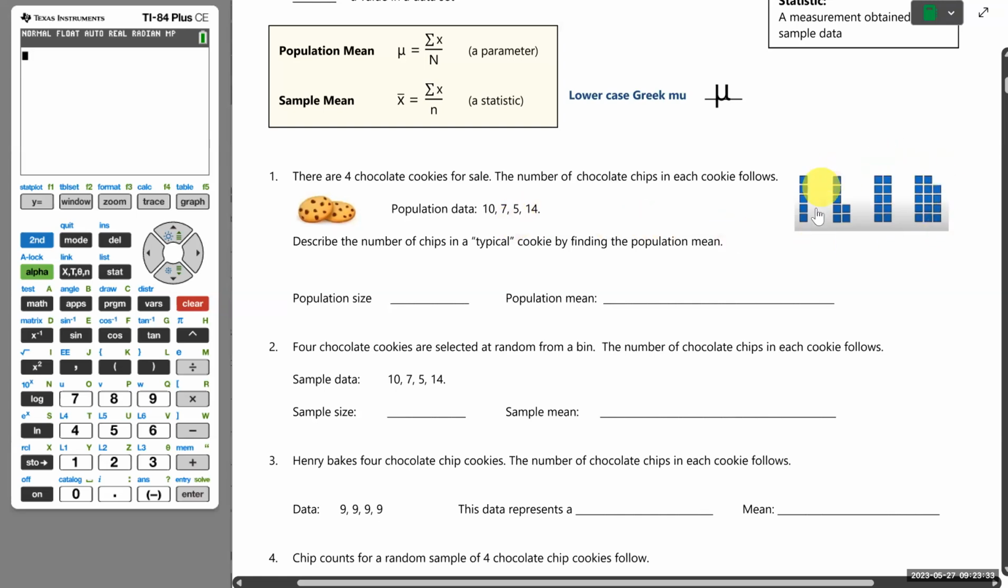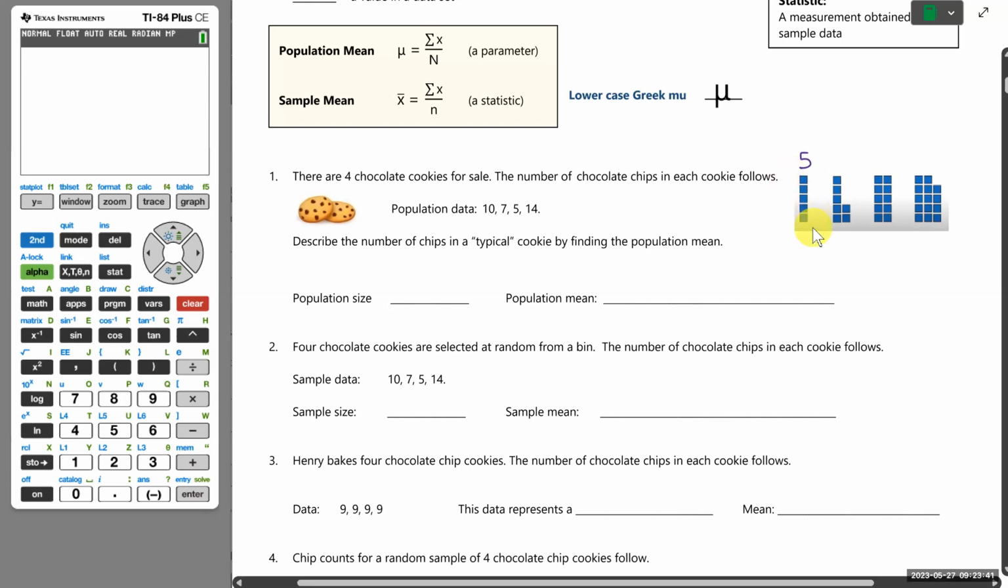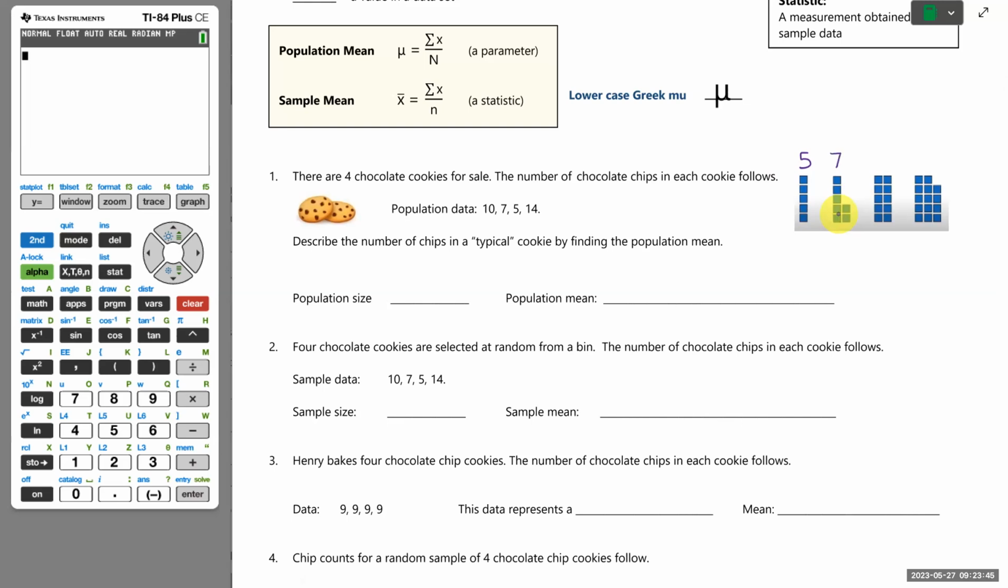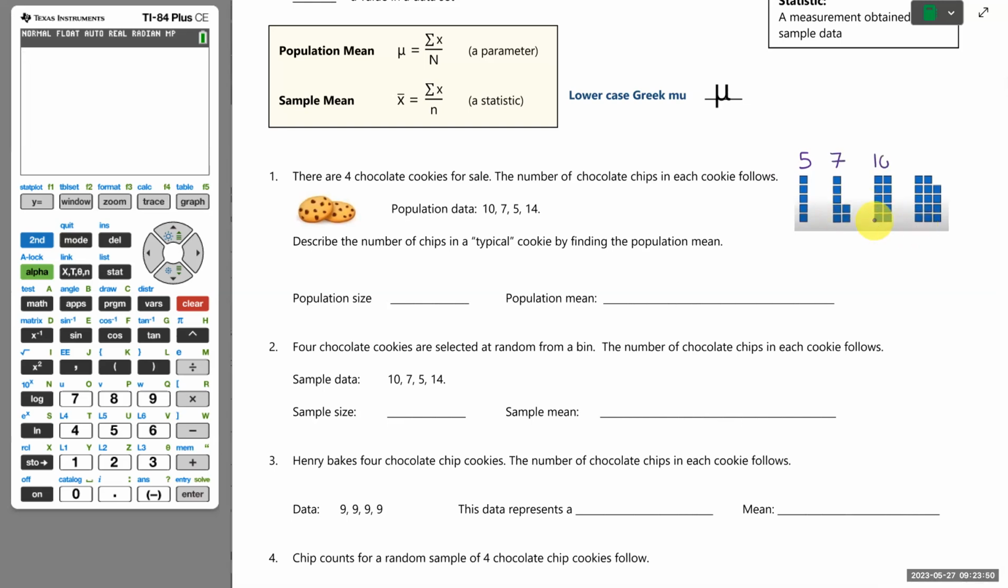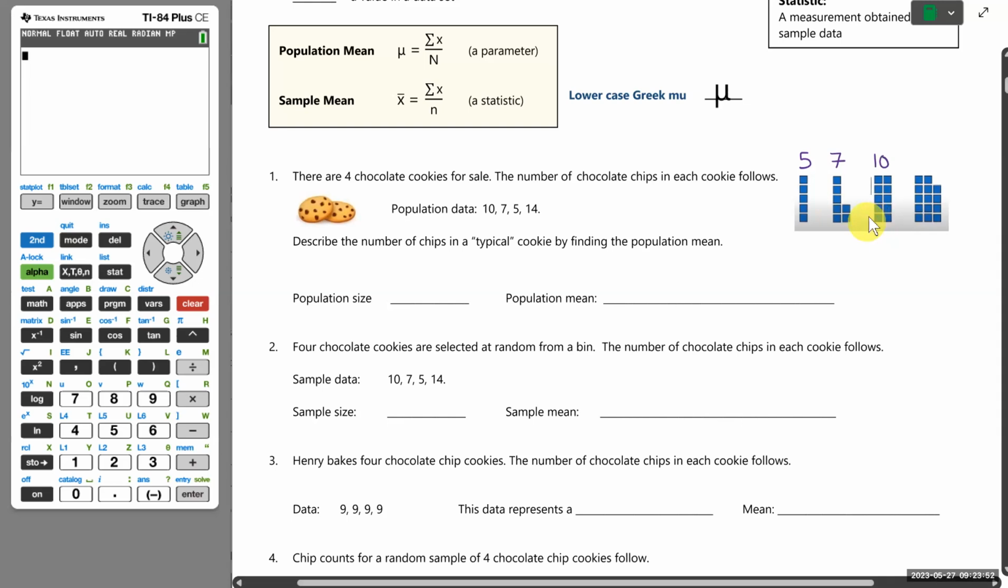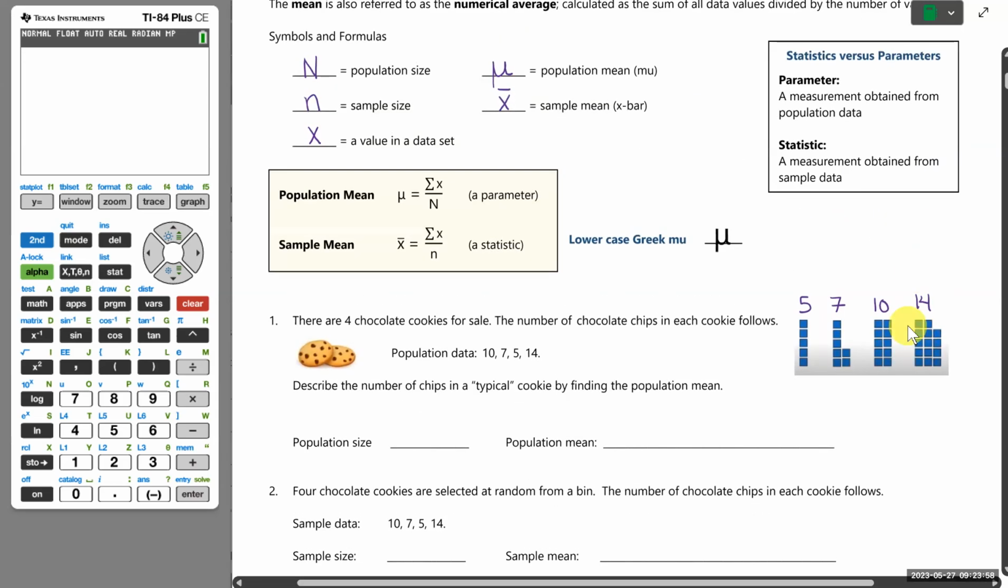And this image is trying to convey that information. So this first pile of chocolate chips, that would be the cookie that had 5 chocolate chips. And then a cookie with, those are 7 blocks there, 7 chocolate chips. And then the next one is 10 chocolate chips in that cookie. And then the last one has 14 chocolate chips. So I would want that cookie, 14 chocolate chips.